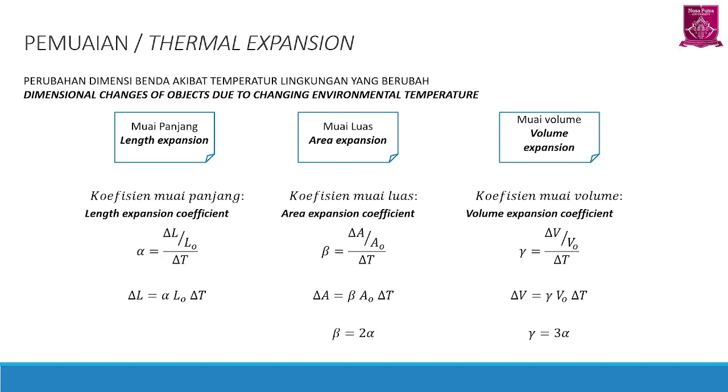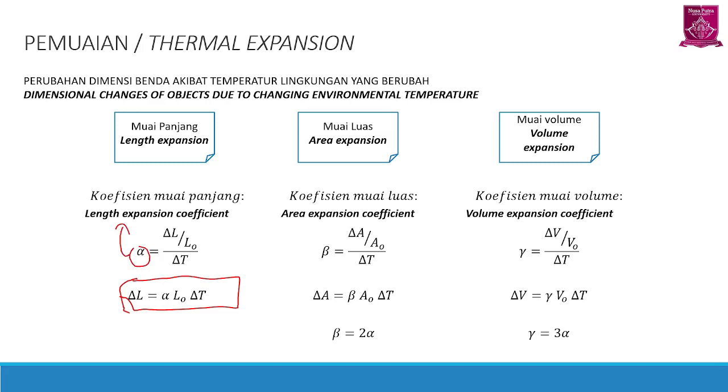For length expansion, we can calculate delta L, or the change in length, is equal to alpha multiplied by L0 multiplied by delta T. Alpha here is the length expansion coefficient. This coefficient is different for different materials.